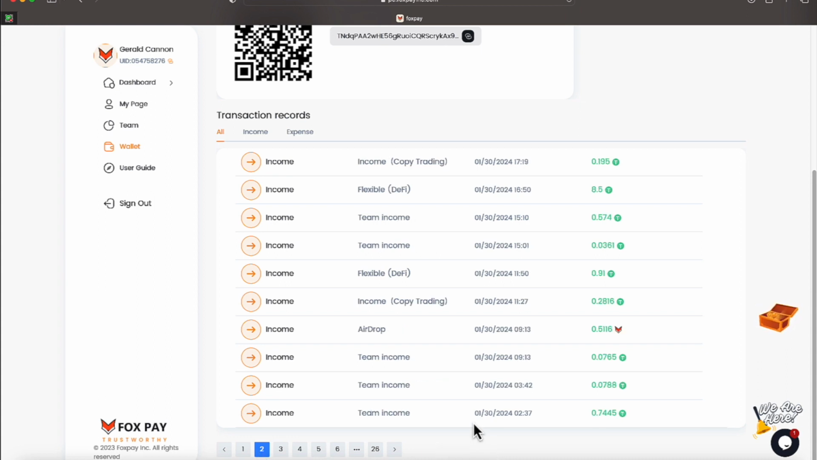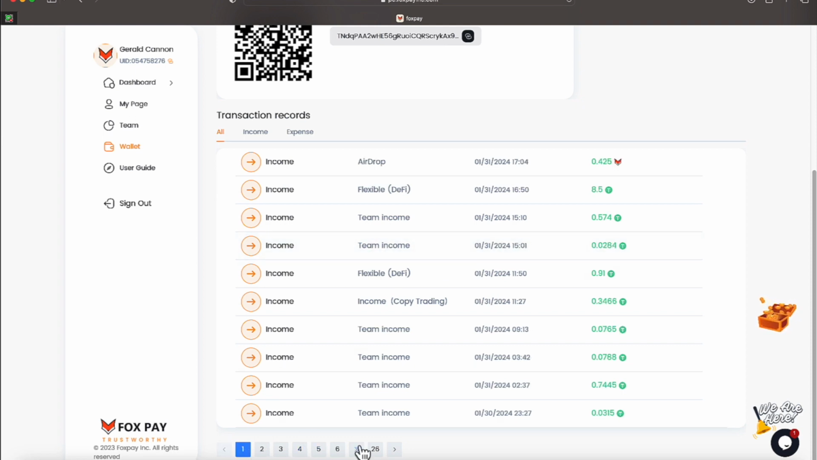So on the 30th, we had team income of 74 cents, team income of almost 8 cents, team income of almost 8 cents, airdrop of 0.5116, copy trading profit of 28 cents, DeFi profit of 91 cents, team income of almost 4 cents, team income of almost 6 cents, DeFi income of $8.50, and copy trading income of 19.5 cents.